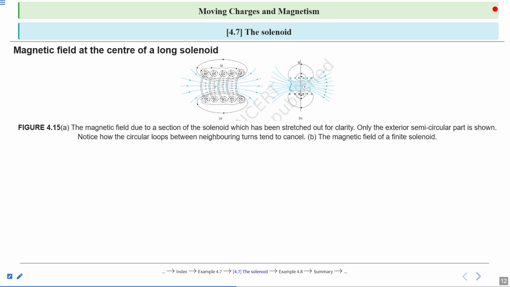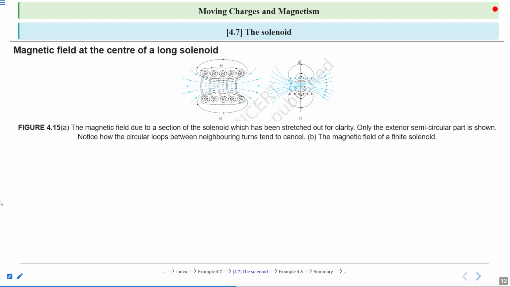So they have not shown the windings of the coil of the solenoid, but they have shown the current flowing through it. To prevent the mixture of the diagram with magnetic field lines and current and windings, they have made a simplified diagram only showing the direction of current through the solenoid.